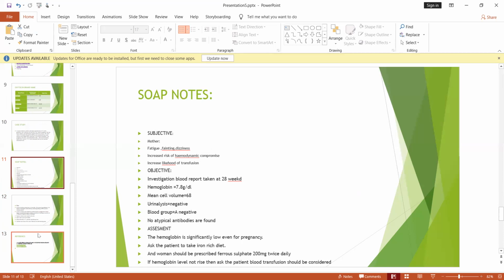So we have to ask the patient to take an iron-rich diet, and also advise that she should take ferrous sulfate 200 milligrams twice daily. But if the hemoglobin level does not rise, then blood transfusion should be considered.